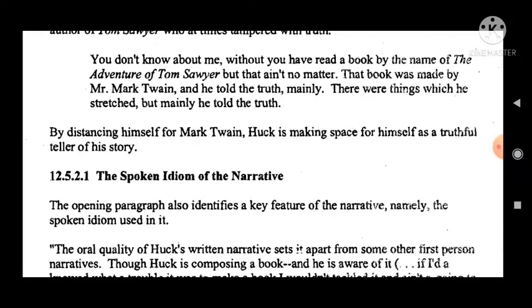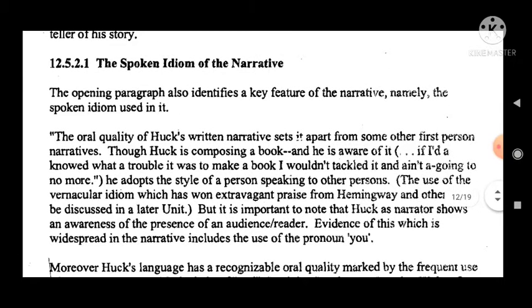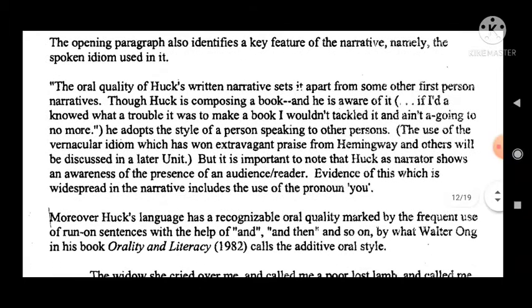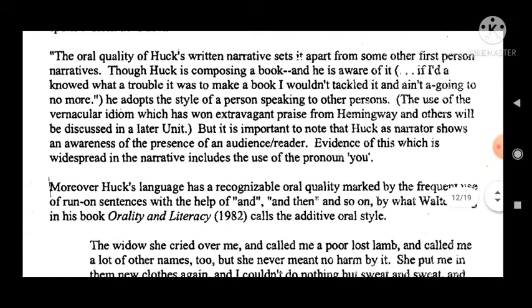The spoken idiom of the narrative. The opening paragraph also identifies a key feature of the narrative, namely the spoken idiom used in it. The oral quality of Huck's written narrative sets it apart from some other first-person narratives. Huck is composing a book and he is aware of it. "If it wasn't for the trouble it was to make a book, I wouldn't tackle it, and I'm not going to no more." He adopts the style of a person speaking to other persons.